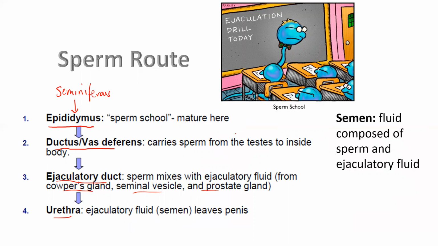And the semen is the fluid composed of sperm and ejaculatory fluid. The sperm are microscopic. You can't see them, they're super small. The fluid that comes out, the semen, is about 2 to 3 milliliters, like a couple of teaspoons. A very, very small amount, really.